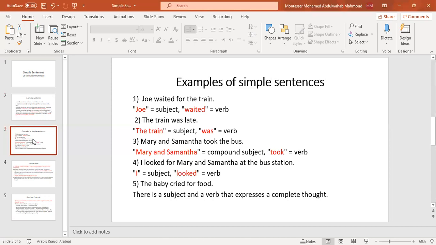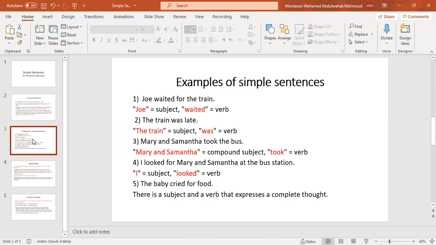Number two: the train was late. The subject is the train. The verb is was. And also a single complete thought, which is the train being late.